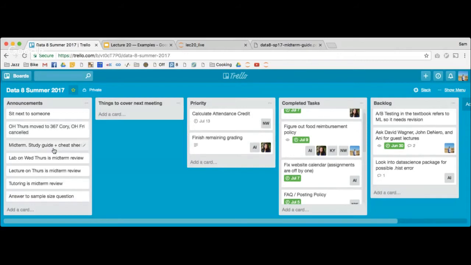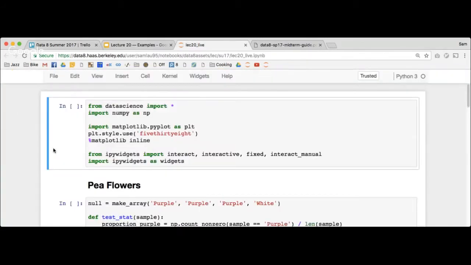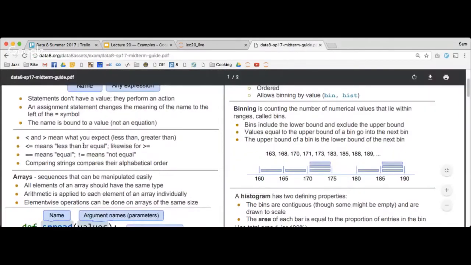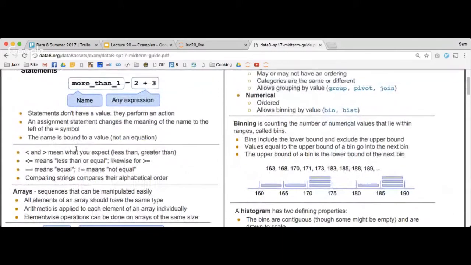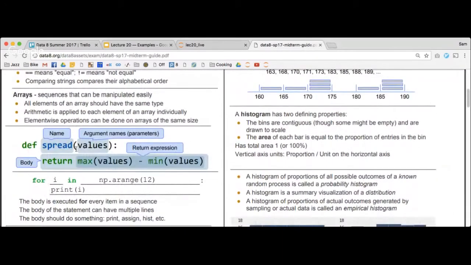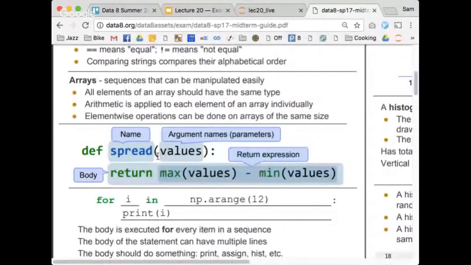On the midterm, I just want to remind you that you have access. We're going to give you this sheet, the midterm study guide. We're going to hand it out to you during the midterm, so you don't have to print it out or bring it yourself. You are also allowed a one-sided sheet of paper, handwritten. Okay, so a one-sided cheat sheet that you can make yourself, but it has to be handwritten and only one sheet.